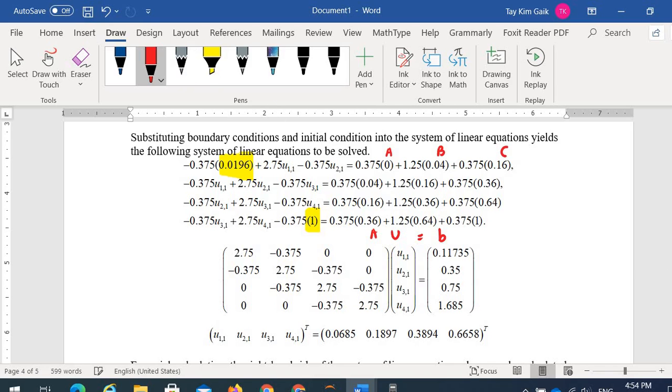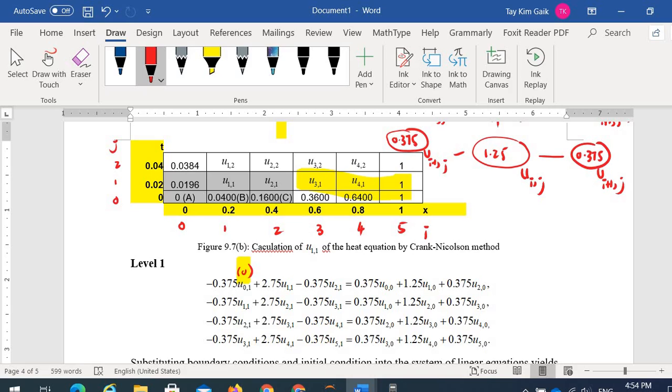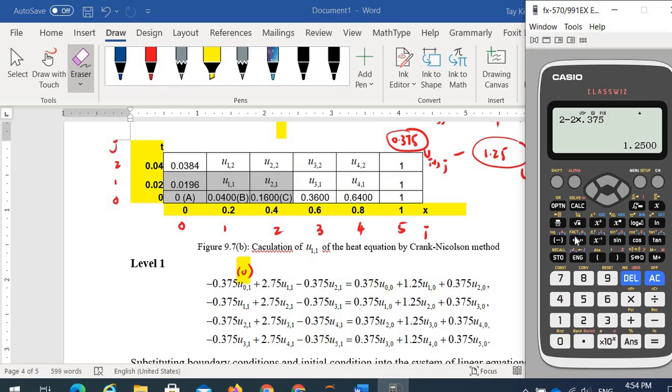When you target to solve U11, the A, B, C is the left bottom, center bottom, right bottom. So when you target here, U21, the second time, U21 is the center. So when you target here the second time, this is A, B, C. So you input to the calculator.